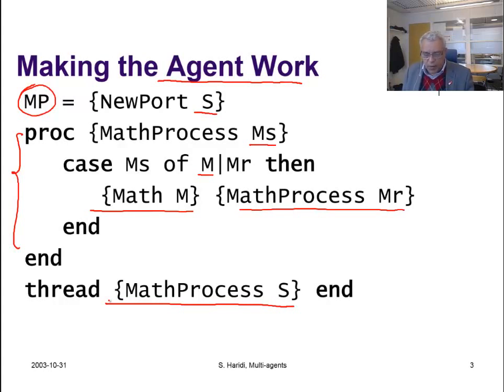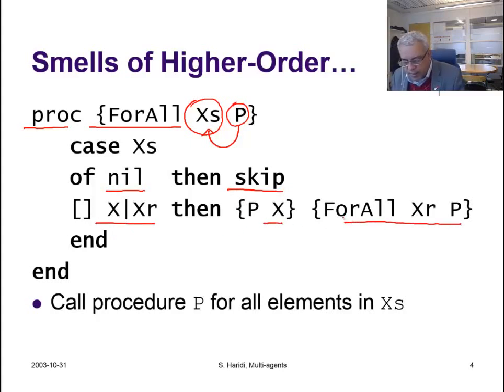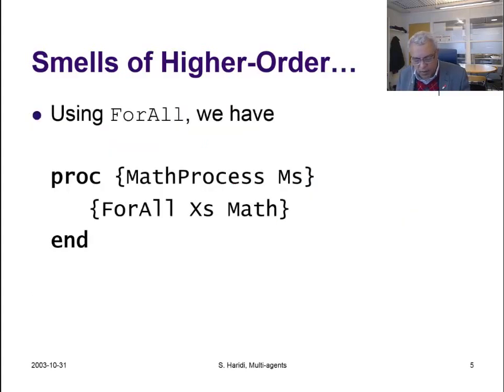You can observe that we can now use an abstraction instead of using the recursive procedure. For example, we can define a for all abstraction. It is a higher order procedure that takes a stream and another procedure, and it applies P on all the elements of the stream. P is a one argument procedure. So if the stream is empty, it just does skip, does nothing. Otherwise, it applies P on the first element and then applies P on the remaining elements. This is a recursive procedure, but it's really an iterative computation. And we call P on all elements of the stream. That's what this does.